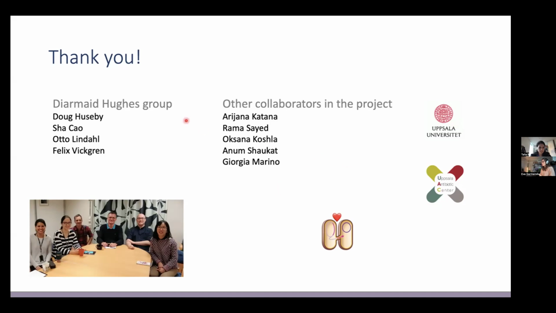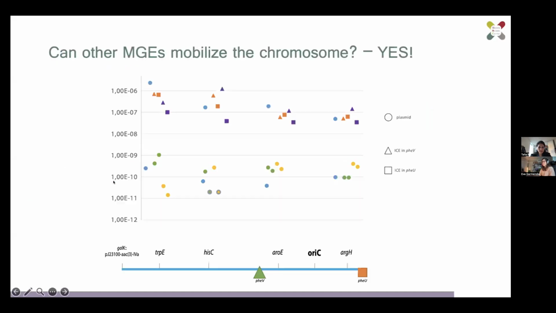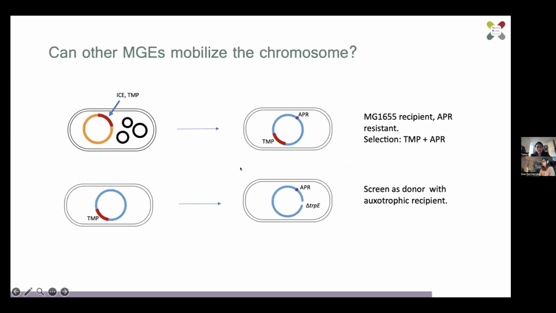So the thing is, let me see if I can show. When I did those experiments, both my donor and my recipient are identical, so both chromosomes are identical. So I cannot do whole genome sequencing and see which parts of the chromosome came. I just know that this was fixed because it now grows in my selected media.